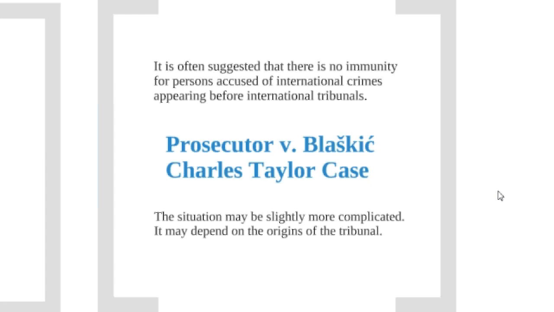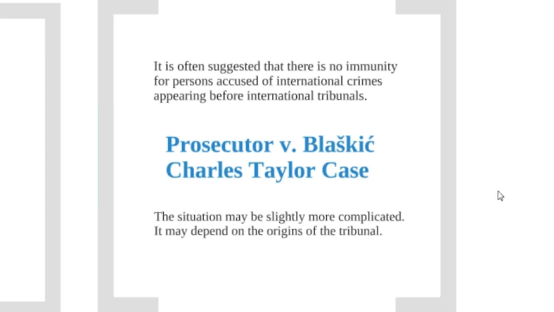Let's very briefly cover immunities before international criminal tribunals. It's occasionally suggested that there is no immunity for persons accused of international crimes appearing before international tribunals. And the strongest cases there are Prosecutor v. Blaskic at the ICTY and the Charles Taylor case before the Special Court for Sierra Leone. So the essential idea here is, well, these courts operate on the international plane. These are international crimes. Immunities exist before national courts, so why should they exist at the international level? Or in the alternative, the kind of jus cogens argument we've already made, well, there should simply be no immunity for these crimes under any circumstances.